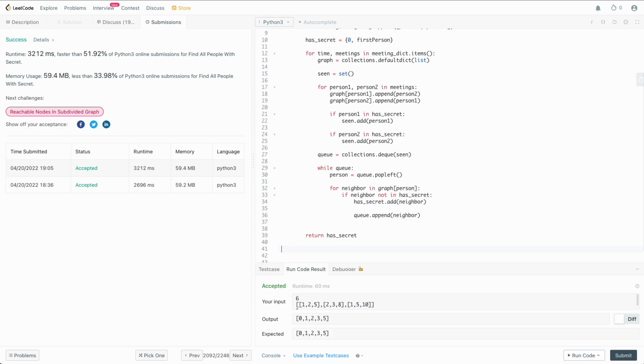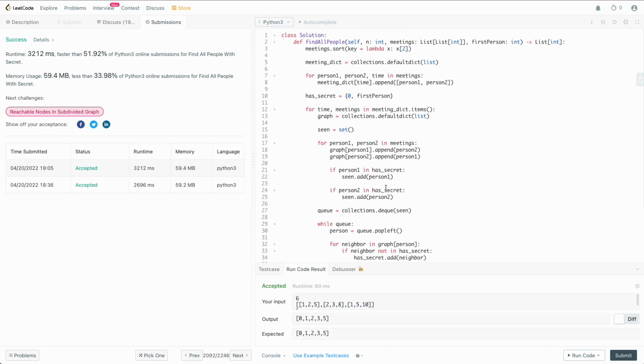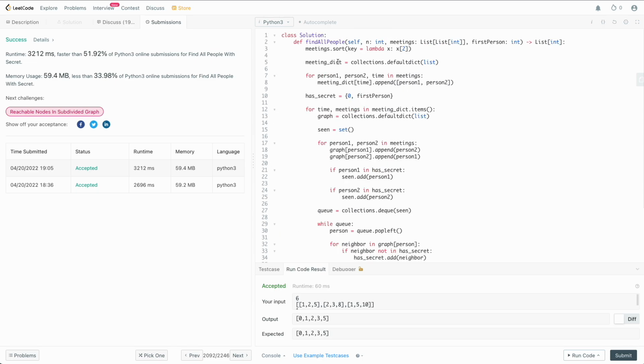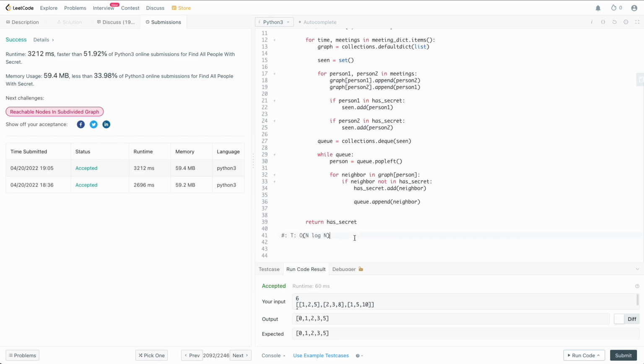All right, so what is the runtime complexity on this one? So obviously we do a sort here, and sorts are going to be n log n. So we have an n log n here for the sort. Building this meeting dictionary is going to be big O of n, because we just have to process the meetings. So we're going to have an extra big O of n here.